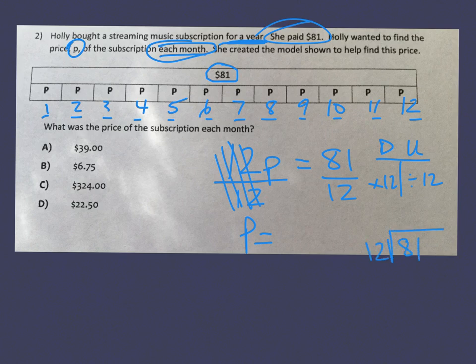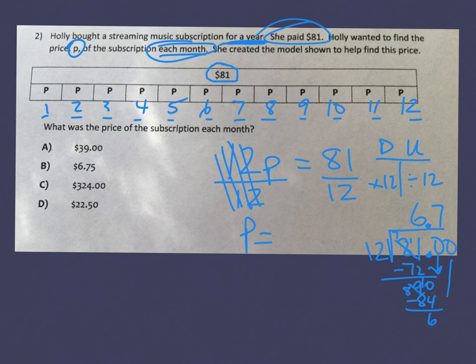81 divided by 12. 12 goes into 81 6 times. 6 times 12 is 72. 81 minus 72 is 9. Add a decimal and a 0. 12 goes into 90 7 times. 7 times 12 is 84.